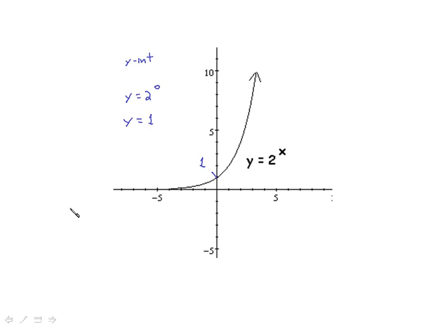You can kind of tell from this graph, because the x-axis is a horizontal asymptote. Sort of thing you can do.